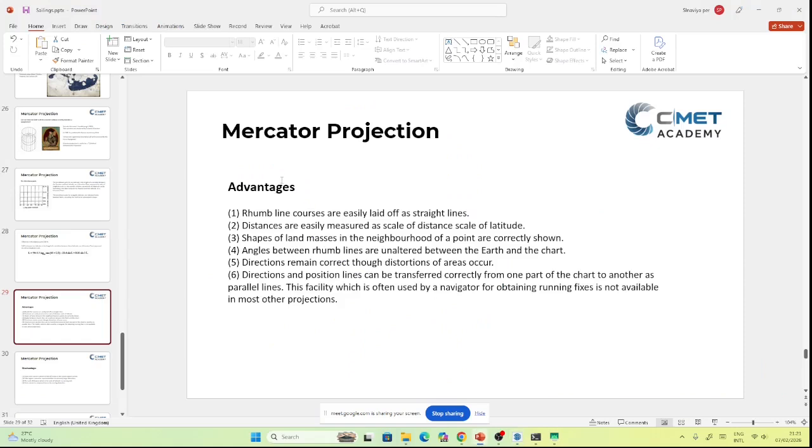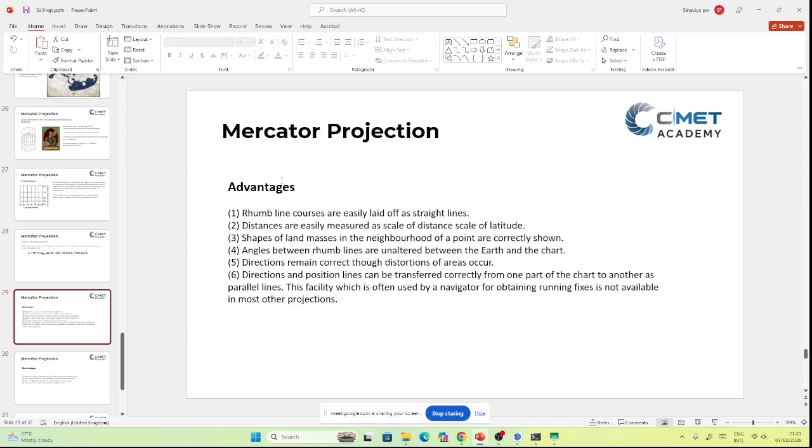So what are the advantages of the Mercator chart? If you want to take a screenshot, take the screenshot, because you have to compare the advantages and disadvantages. Maybe in your exam also you will get a question like this: compare the advantages and disadvantages of Mercator projection. Number one is that rumb line courses are easily laid out as straight lines. That is the first advantage.